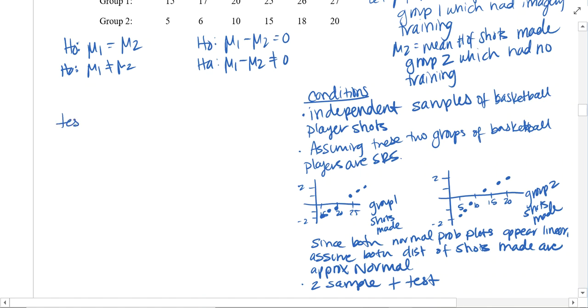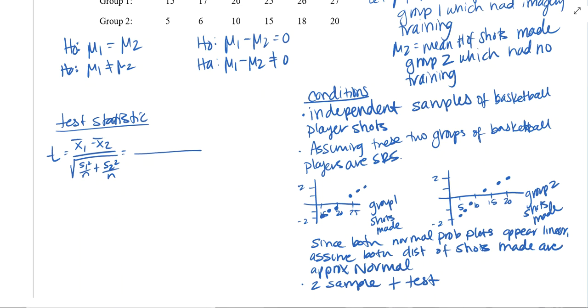So our test statistic, I'm going to write the formula again just so we can all make sure we know it. X bar 1 minus X bar 2 divided by square root of standard deviation 1 squared over n plus standard deviation 2 squared over n. Okay, so this stuff, you are going to get all of this from the calculator since you entered all this information in there by doing one variable stats.